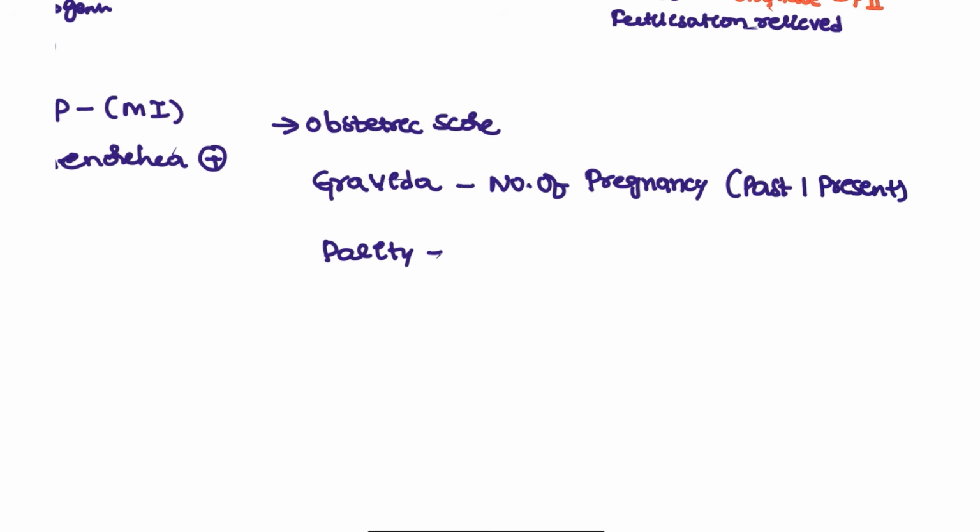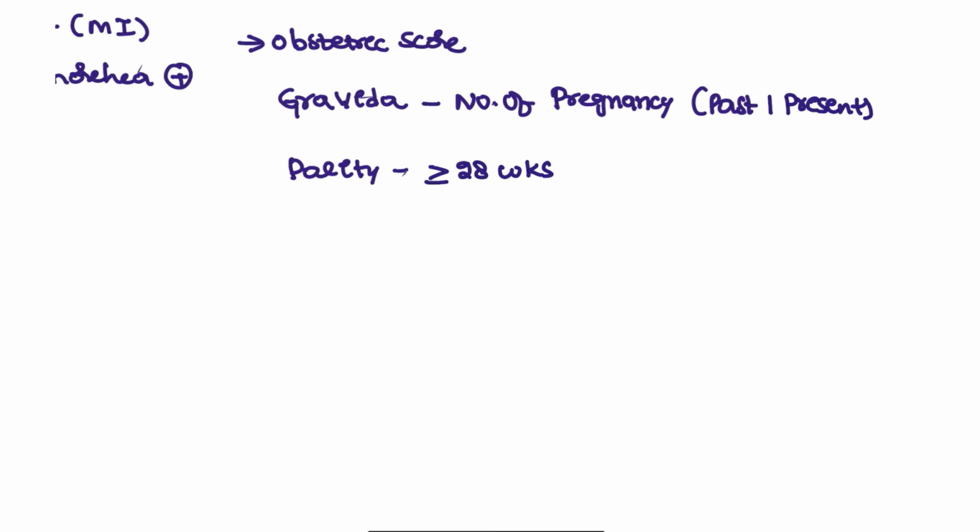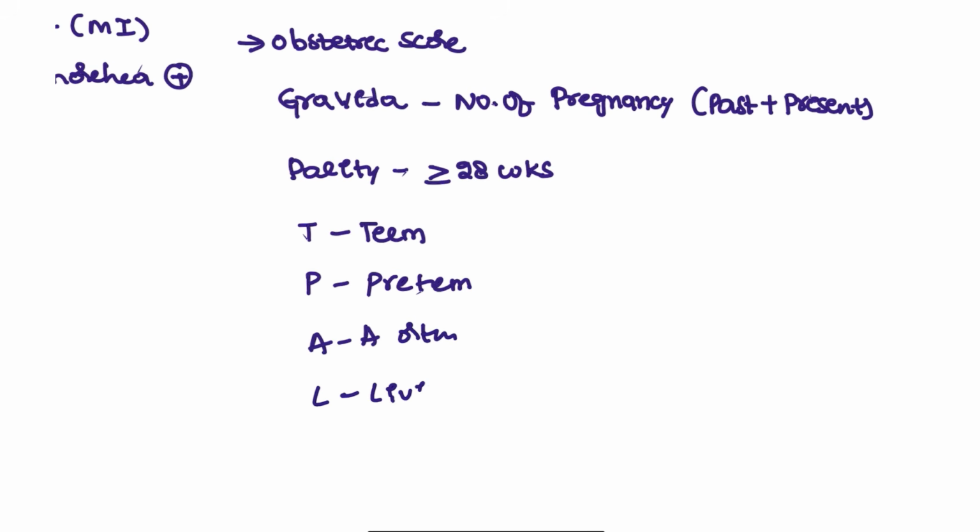And parity? Parity counts all the pregnancies the patient has had that reached 28 weeks. If a pregnancy did not reach 28 weeks, we do not consider it in the parity. Along with that, we also have the TPAL score: T for term, P for preterm, how many preterm history, A for abortion, and L for living.